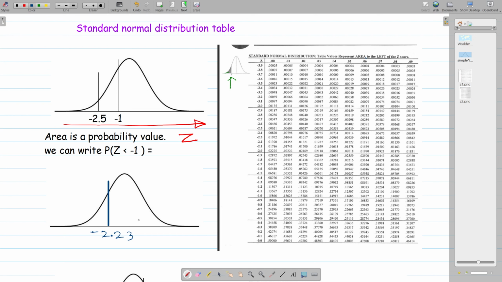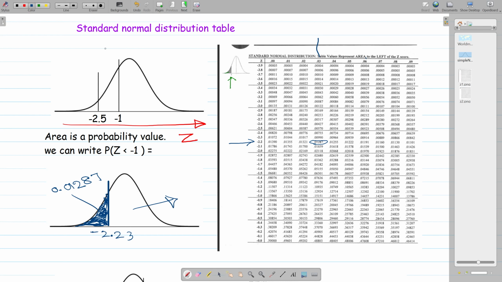Now minus 2.2, it is here, and 0.03, it's here, this column. So, the area left to minus 2.23 is the area that we can get from this table, that is equal to 0.01287. But we cannot get this area directly from the table. Only the left area it gives us.